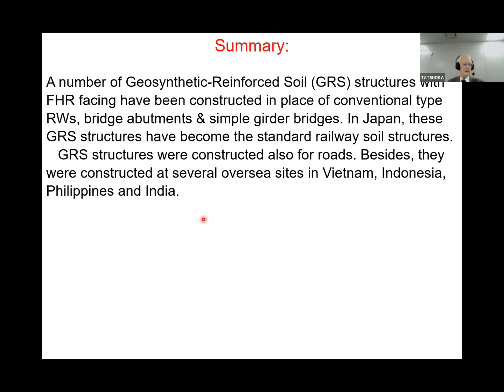Summary of the first part. A number of GRS structures with full height rigid facing have been constructed in place of conventional type retaining walls, bridge abutments, and simple girder bridges. In Japan, these GRS structures have become the standard railway structures. The GRS structures were constructed also for roads. Besides, they were constructed at several overseas sites in Vietnam, Indonesia, Philippines, and India.